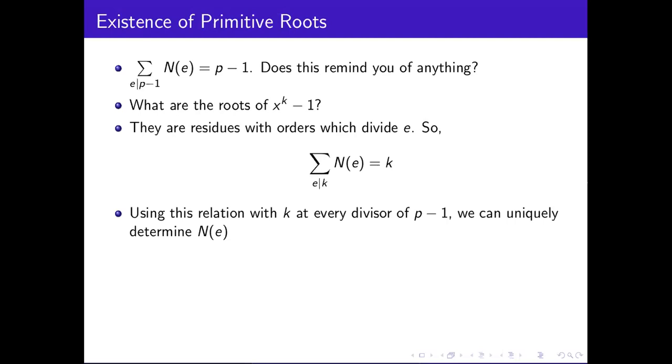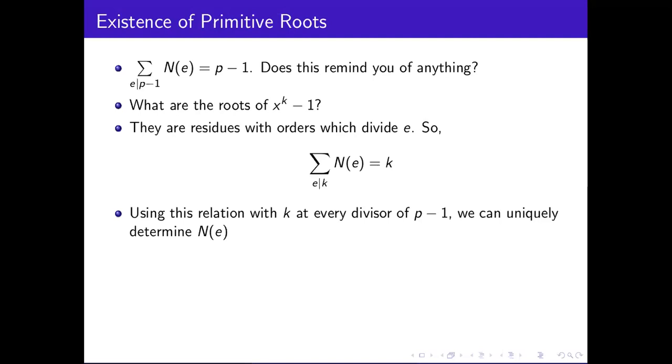So using this relation with k at every single divisor of p minus 1, we can actually uniquely determine n(e). We do this just by, for example, k equals 1 gives n(1) is equal to 1. And then you consider the next smallest divisor of p minus 1, it's 2, and so forth. Every time you consider this relation for a different value of k, we're going to get a new value of n. And once we consider this relation for all divisors of p minus 1, we can uniquely determine n(e). So this means that n(e) is a well-defined function.